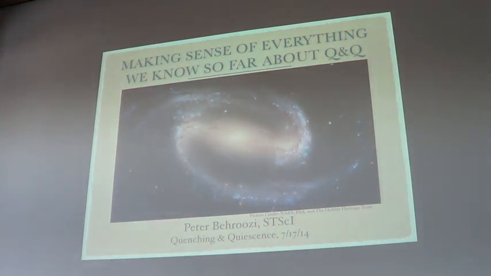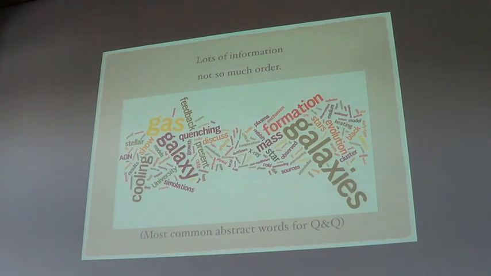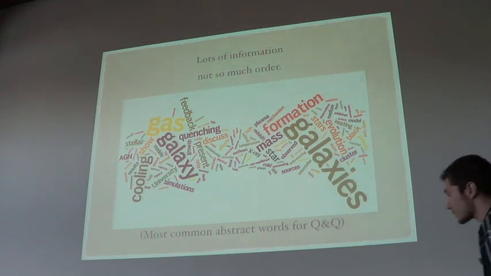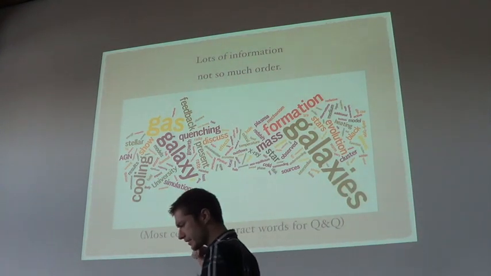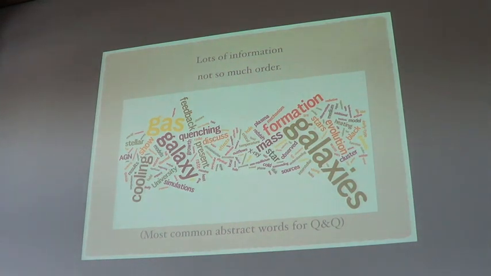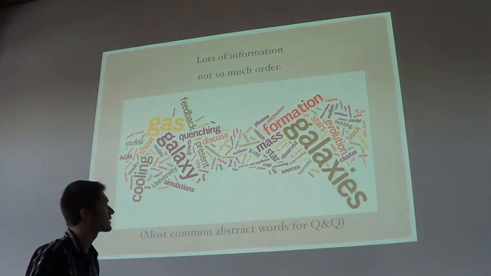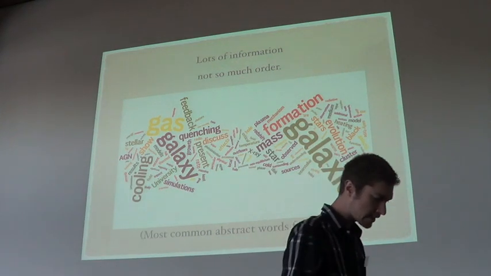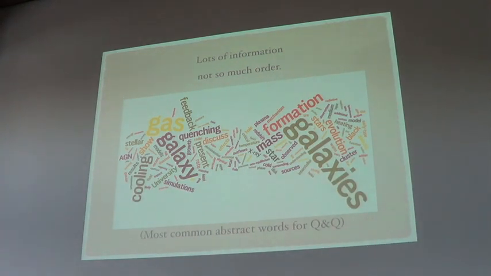So I thought about talking about something more broadly useful, which is making sense of everything we know about quenching and quiescence. Because it's really a little bit of a jumble when I go to a conference like this. There'll be talks about very different kinds of galaxies: elliptical galaxies, galaxies with AGN, quenched galaxies, spiral galaxies. And it becomes really hard to untangle everything into a concrete formula for how galaxies form stars.